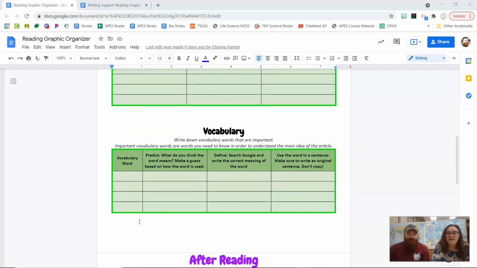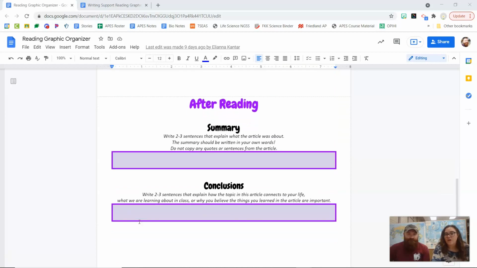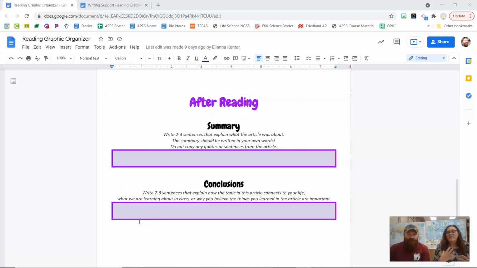And then finally, we want students to really reflect on what they read about. We want them to write a summary. Can they tell us what the article or the text was about? And then we want them to draw some kind of conclusion, either to their life or to things that we have been discussing in class.